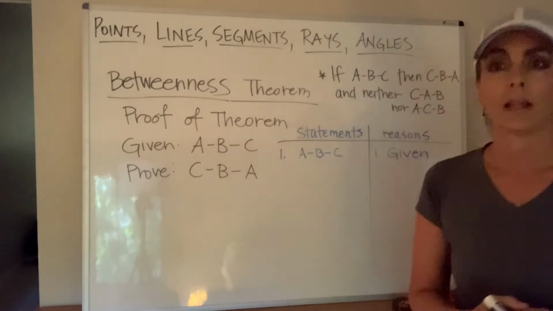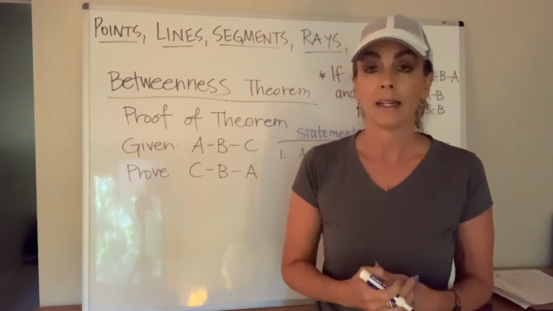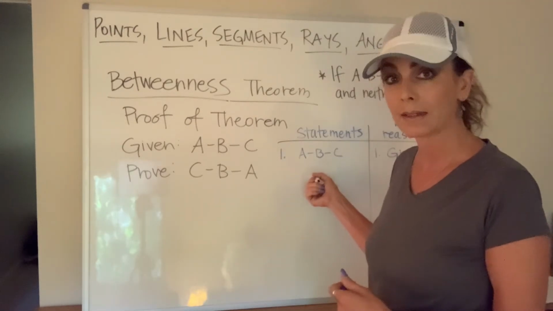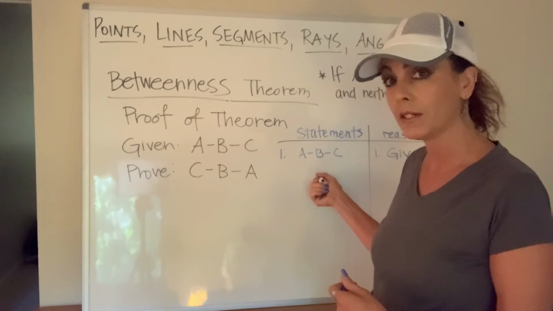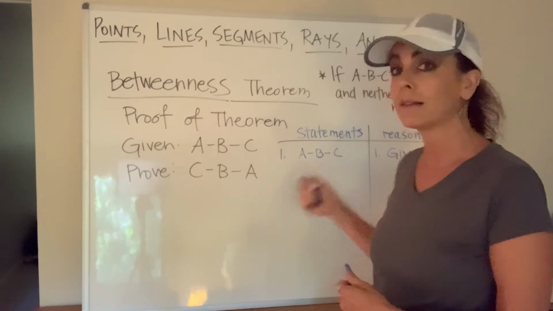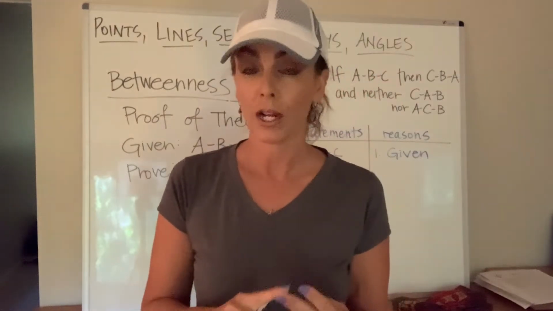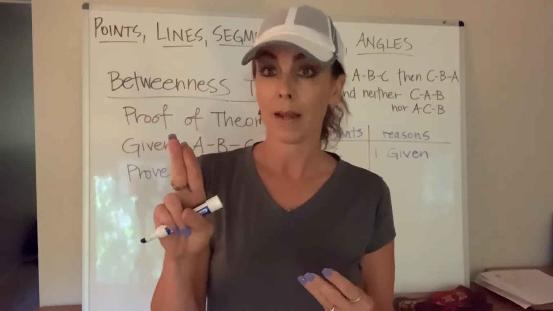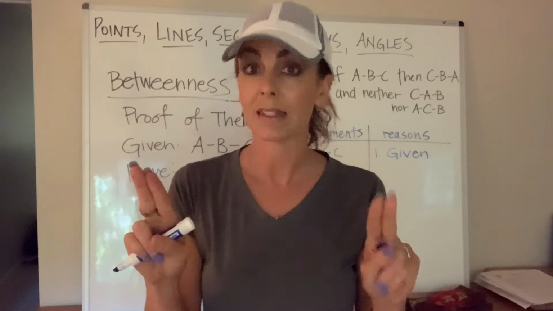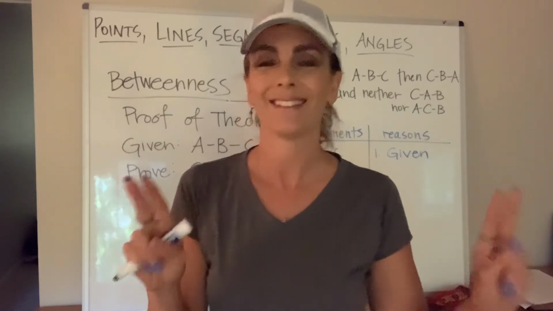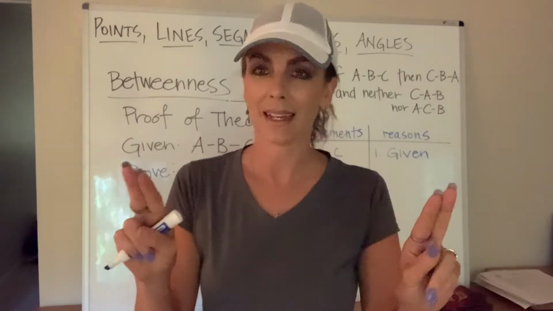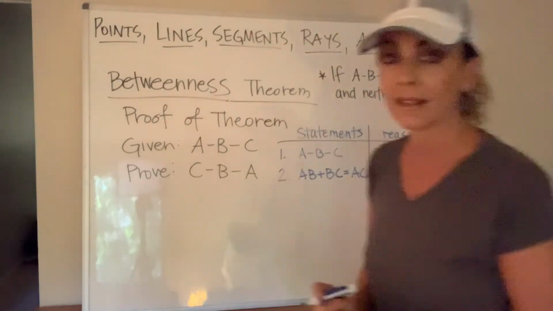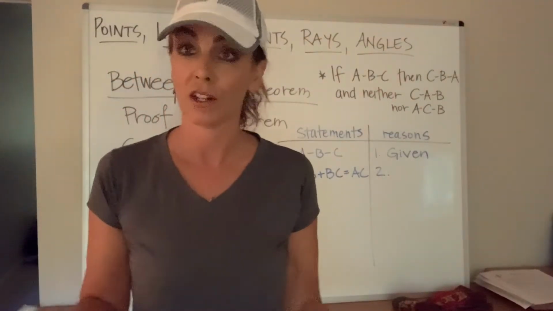Now, the second thing that we can write is going to come from this statement. What did we just say this means? Do you remember from our definition? That means that points A, B, and C are collinear. They're distinct. And the distance from A to B plus the distance from B to C is equal to the distance from A to C. Yeah, AB plus BC equals AC. Okay, and why can we say that? We can say that because of the definition of betweenness.